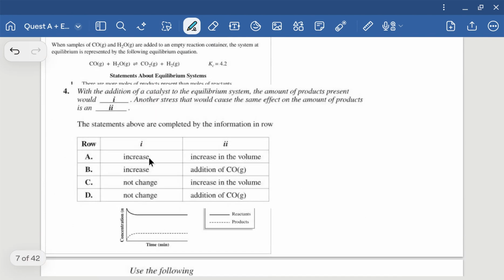Now with this same one, it's asking what would a catalyst do to our system, and if it would amend. And so essentially here, catalysts only speed up the time it takes to get to equilibrium. So you won't have any change. And then the other part saying another stress that would cause the same effect on the amount of products is, and this one is going to take a look at C, and it was about the volume, and it was because when we're looking at it and we're all in the same state, we have the same amount, so increasing the volume isn't going to do anything.